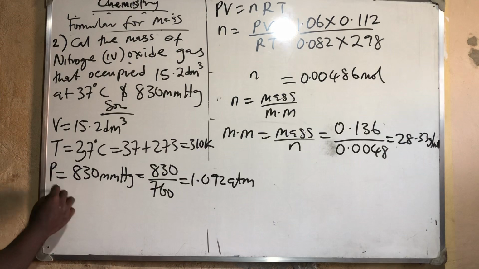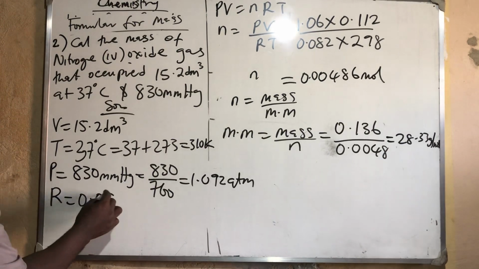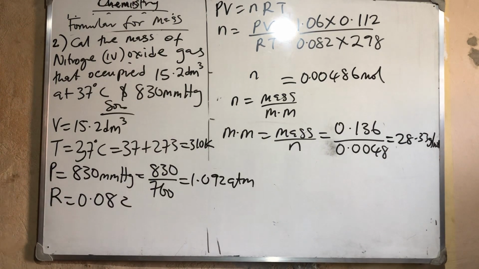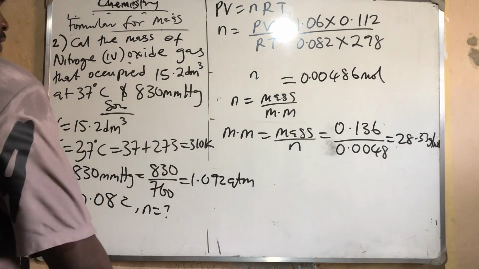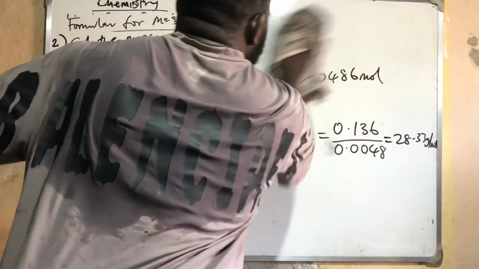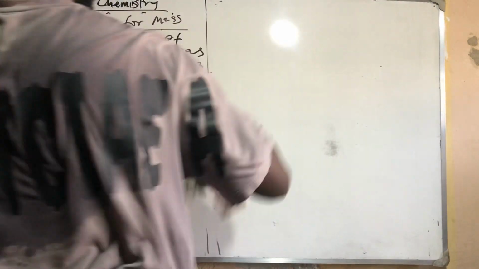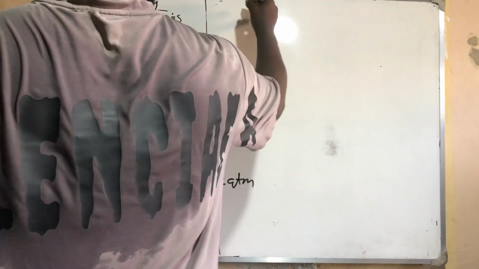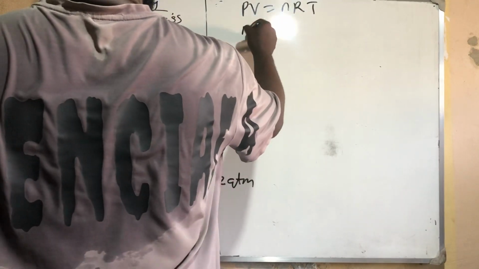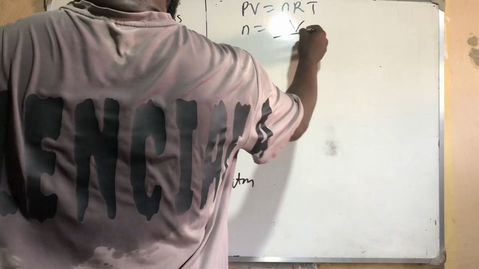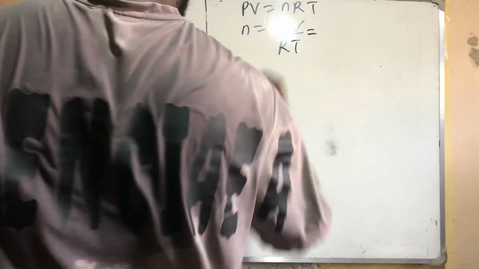We have our R, even without being given, 0.082. So let us still calculate the number of moles because it is not given. The number of moles is not given. So we now have the same formula again: PV is equal to nRT, so our n is equal to PV over RT.